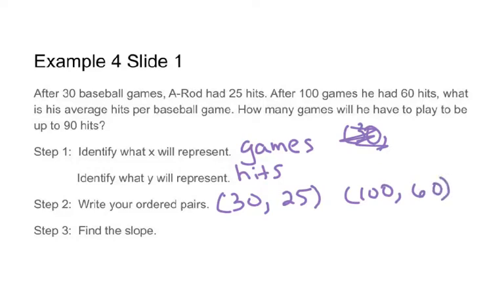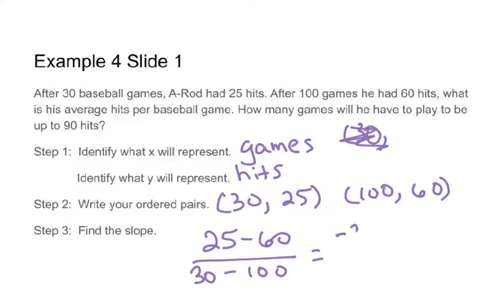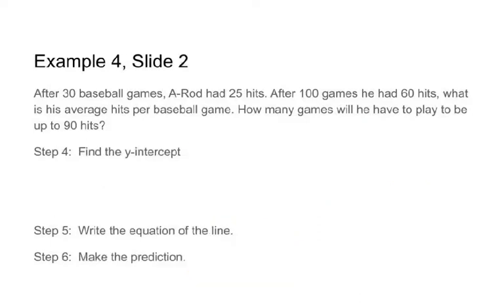So we want to find the slope. So the y values are 25 minus 60 over the x values, which are 30 minus 100. So 25 minus 60 is negative 35. And 30 minus 100 is negative 70. And that actually reduces down to 1/2. So our slope is half. So about every other game he's getting a hit. Not every game, because that wouldn't be 1/2 then.